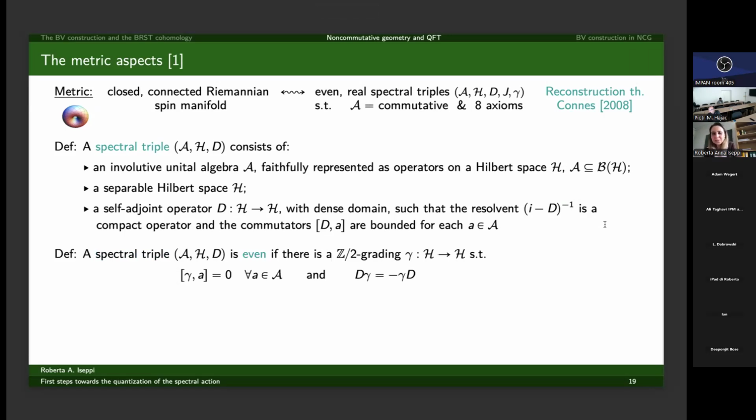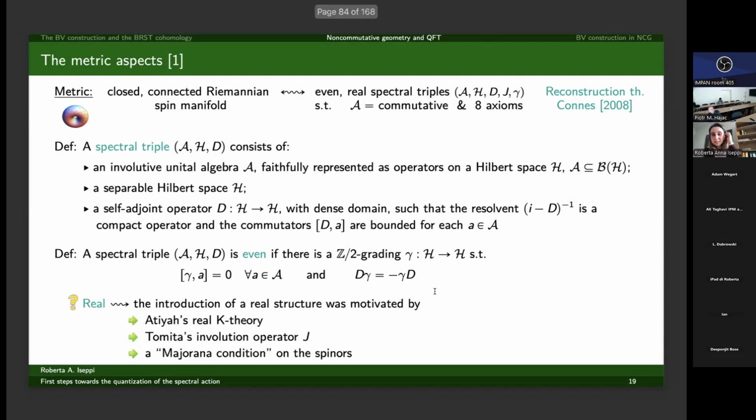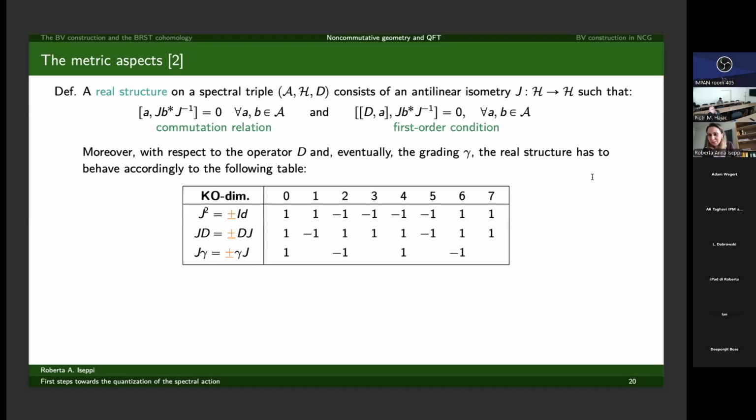Just for completeness, let me also give you the real structure, what allows us to speak about the even spectral triple. This is the Z2 grading gamma over H that is required to satisfy this condition with elements in A and with respect to the operator D. And then the last ingredient is this real structure, denoted by J, with some motivation. One can see the motivation for the introduction of a real structure coming from real K-theory, or, more analytically, from the Tomita involution operator, or, more physically, as a kind of Majorana condition on the spinor. All of this takes you to the introduction of a real structure, which is just some antilinear isometry on your Hilbert space.